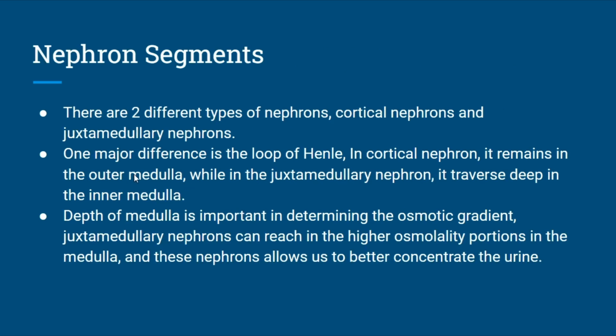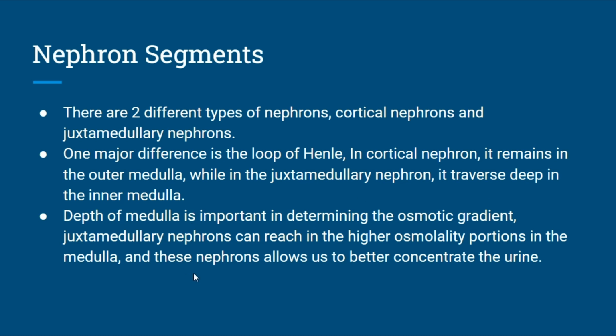So let's look at the nephron segments now. There are two different types of nephrons. Of course, we have discussed that: cortical nephrons and juxtamedullary nephrons. One major difference is the loop of Henle. In the cortical nephron, when the renal tubule makes that loop of Henle, it mostly stays in the cortex. However, it can also traverse down a little bit into the outer medulla, while in the juxtamedullary nephrons, the loop of Henle traverses deep into the inner medulla.